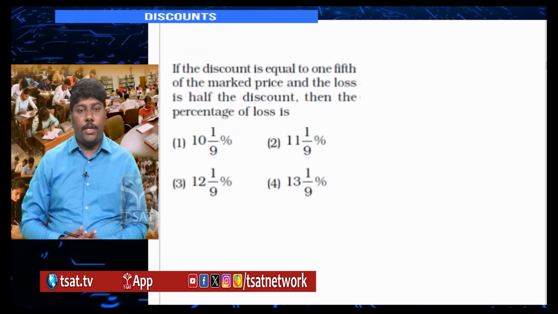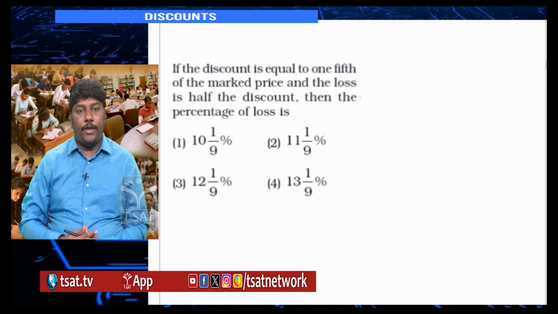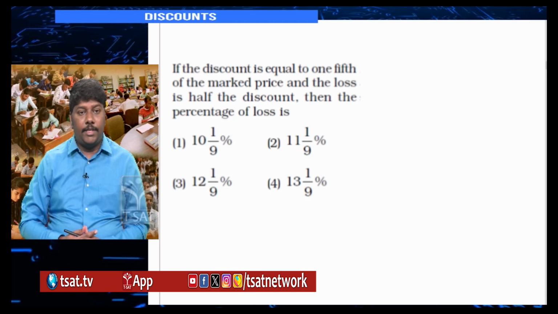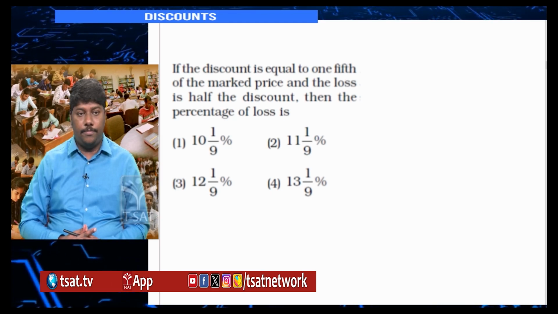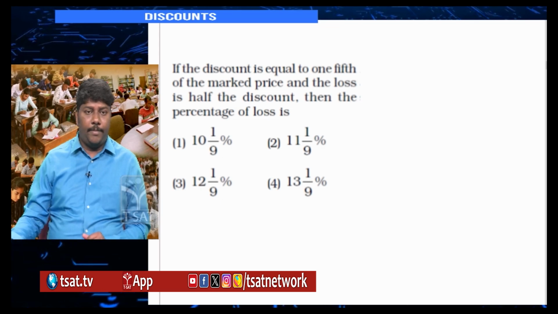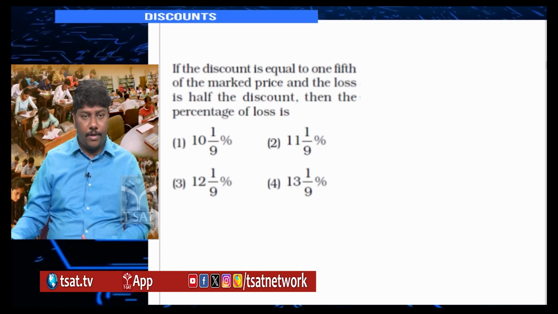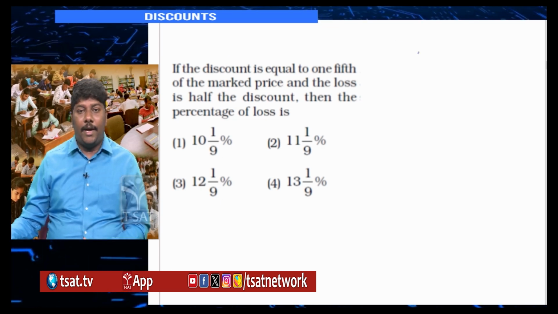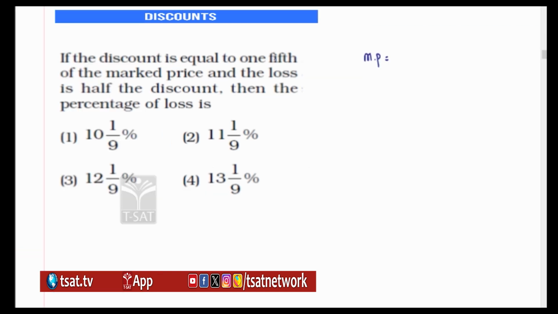If the discount is equal to 1/5 of the marked price and the loss is half of the discount, then the percentage of loss is. We'll take everything by value. Nothing is given, so you can take whatever value that you want. So let the marked price, discount is equal to 1/5 of the marked price. So let's say the marked price is 100, discount is 1/5 of 100, which means 20 rupees discount is given, therefore your selling price is 80 rupees.